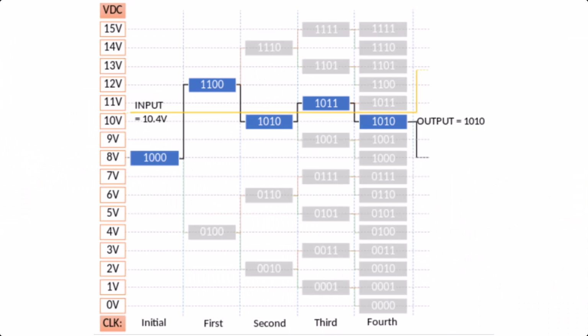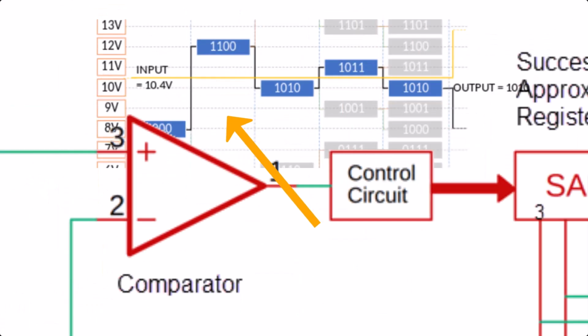In this table the lower x-axis is the number of clock cycles: the reset cycle, the first, the second, the third and the fourth. We only have a 4-bit ADC, so we only have 4 cycles. And on the y-axis you have the voltage rails from 0 to 16 volts. And that small yellow line is indicating the input voltage of 10.4 volts.